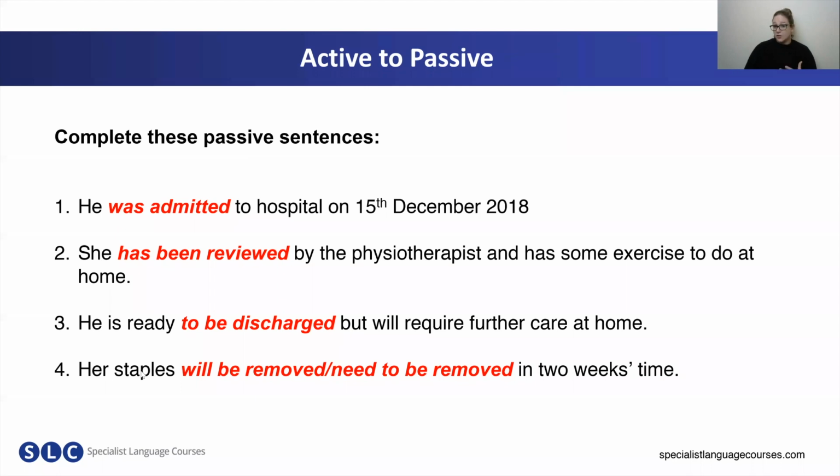And then finally, her staples will be removed, future, or need to be removed, using the modal need to, in 2 weeks' time.